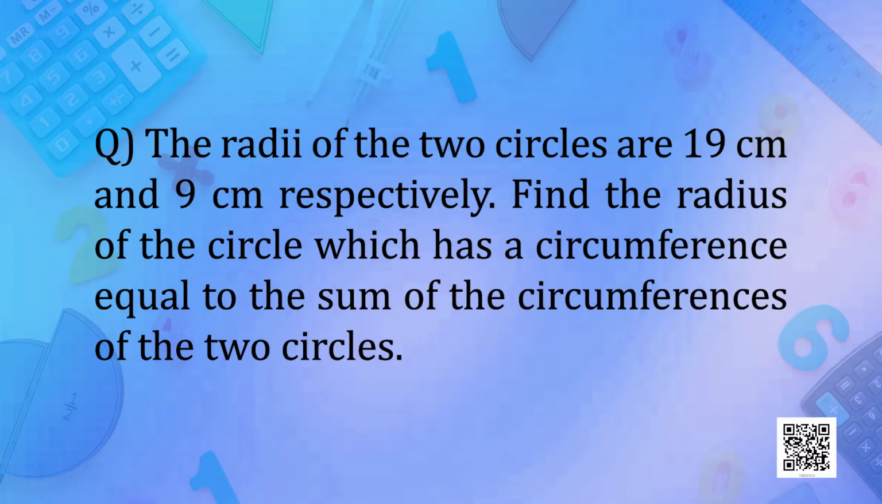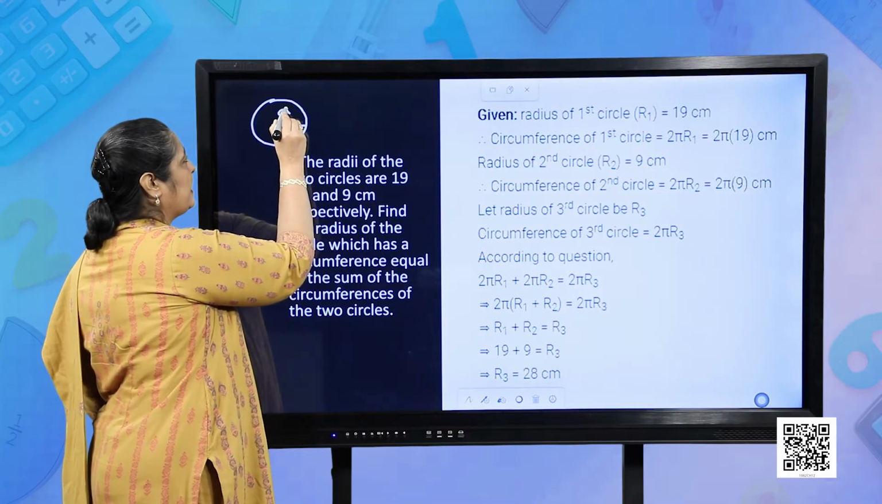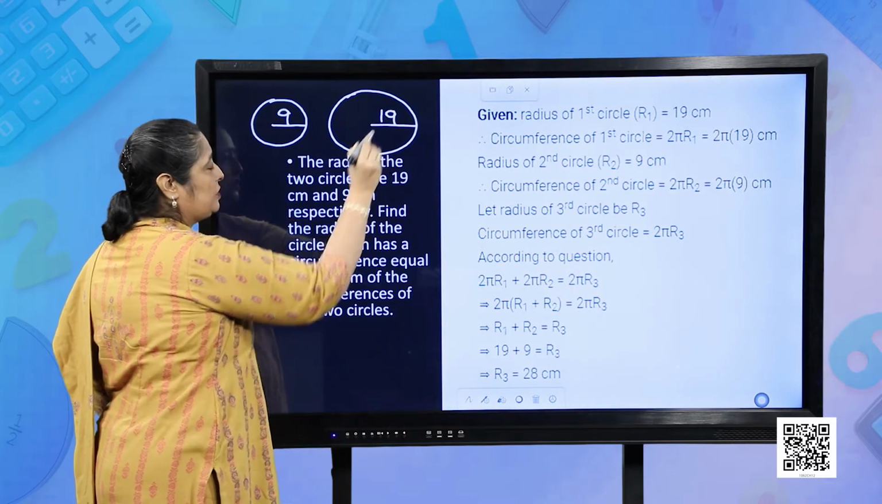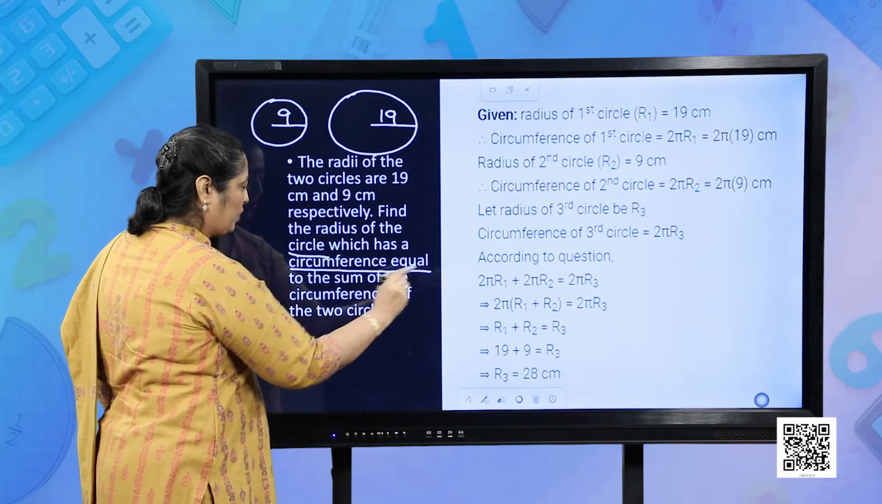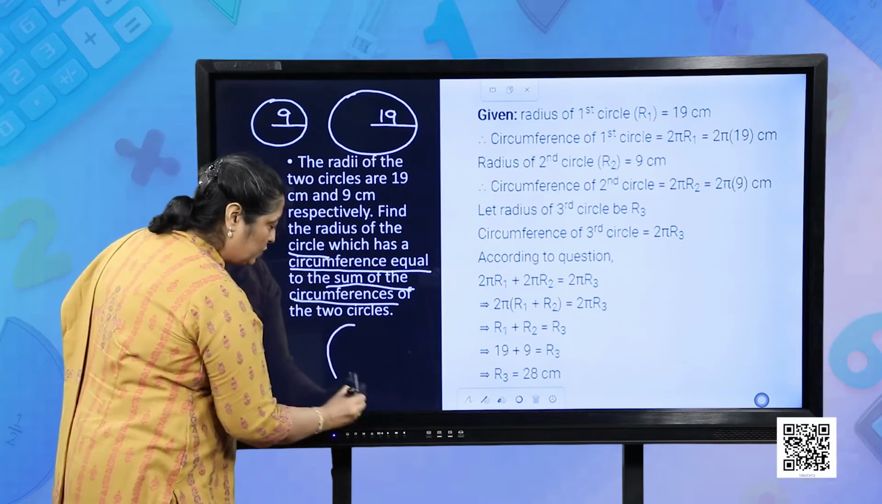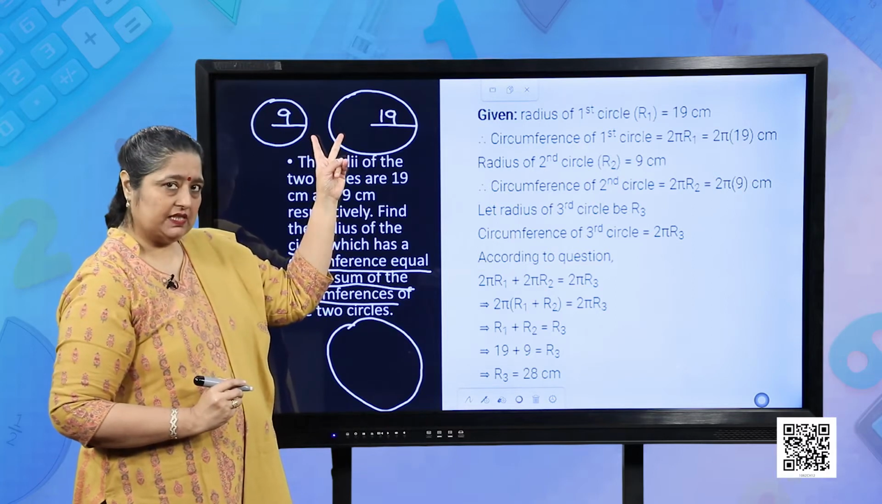The radii of two circles are 19 centimeter and 9 centimeter respectively. Find the radius of the circle which has a circumference equal to the sum of the circumferences of the two circles. Here we are given a smaller circle with radius 9 centimeter and a bigger circle with radius 19 centimeter. So, according to the question, you need to have a circle which has a circumference equal to sum of the circumferences of these two circles.